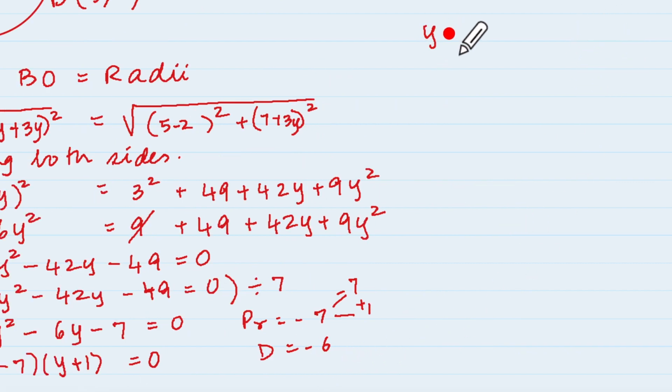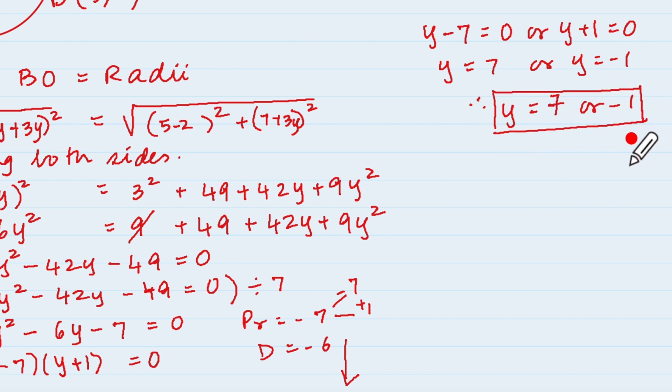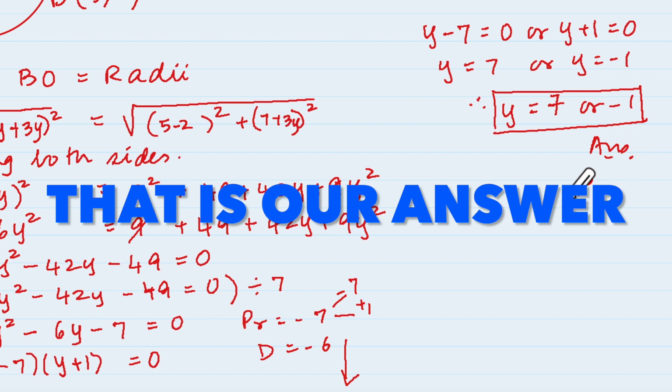Okay, so you'll have y minus 7. You have to write below this. I'm just going to write this side. y minus 7 equal to 0, or y plus 1 equal to 0, correct? So y is equal to 7 or y is equal to minus 1, and therefore y is equal to 7 or minus 1. Okay, and that is our answer. So that would give you your full 4 marks. Okay, question number 6C is done.